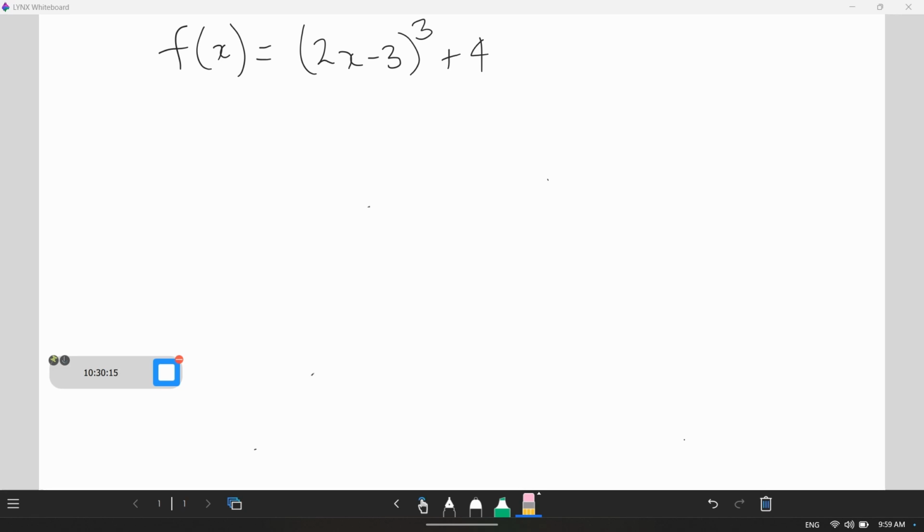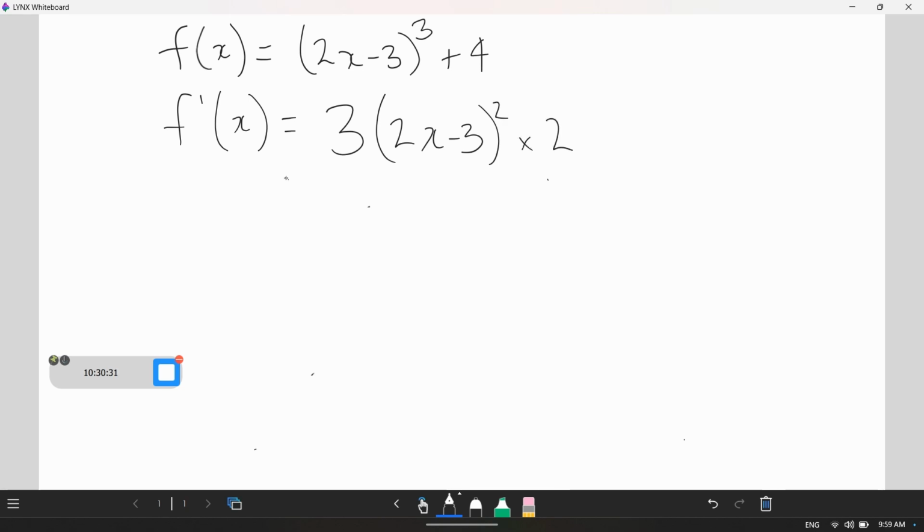So what we have here is the function (2x minus 3) to the power of 3, plus 4. The first step we will need to do is to find the derivative of that, and as you can see here, we're doing that using the chain rule. So we've got 3 times (2x minus 3) squared times 2, for (2x minus 3) all to the power of 2. Okay, so there's the derivative.